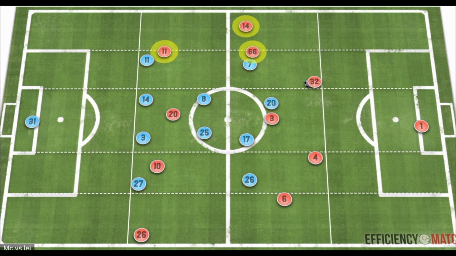From here, Trent Alexander-Arnold can then drop back into his more natural deep-lying playmaker position, allowing Mo Salah to invert and get closer to goal, while Jordan Henderson occupies the wide area. And that's where we're going to wrap up the analysis.